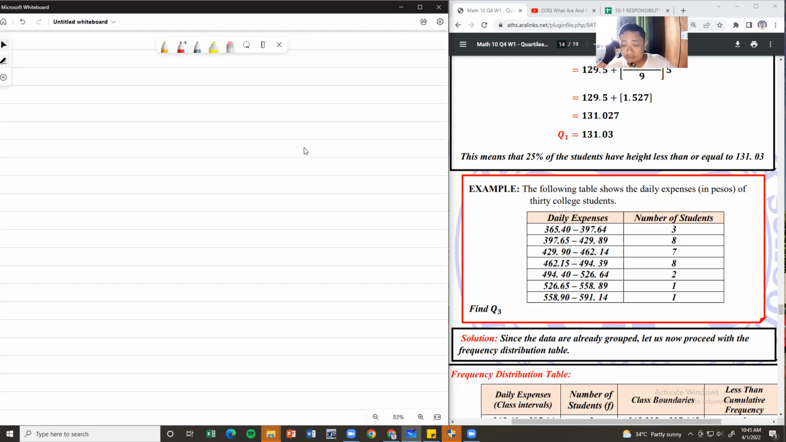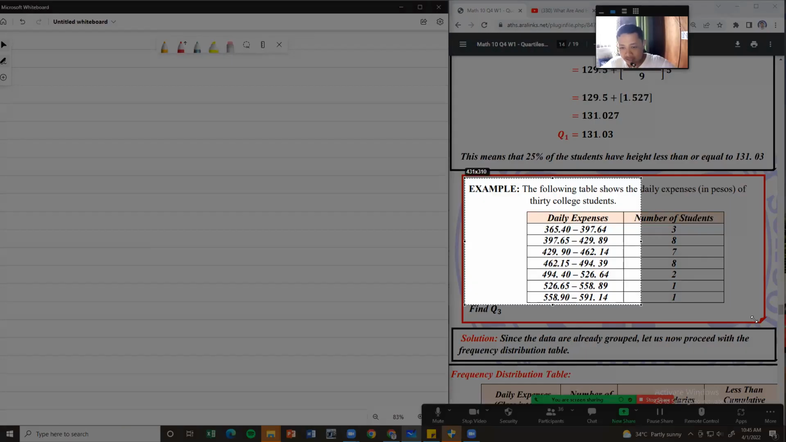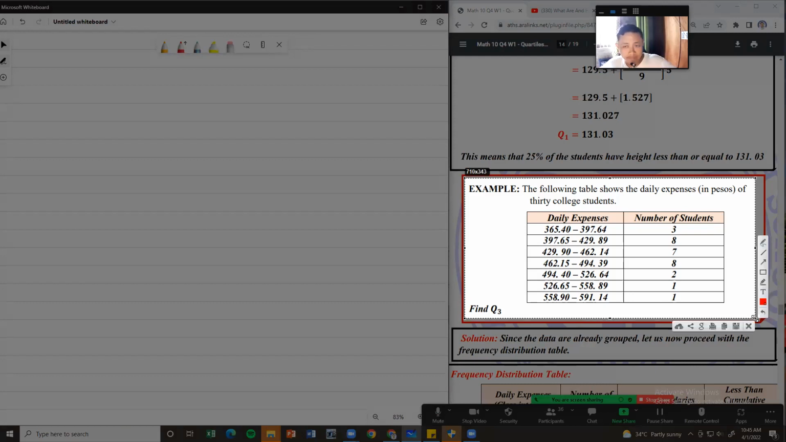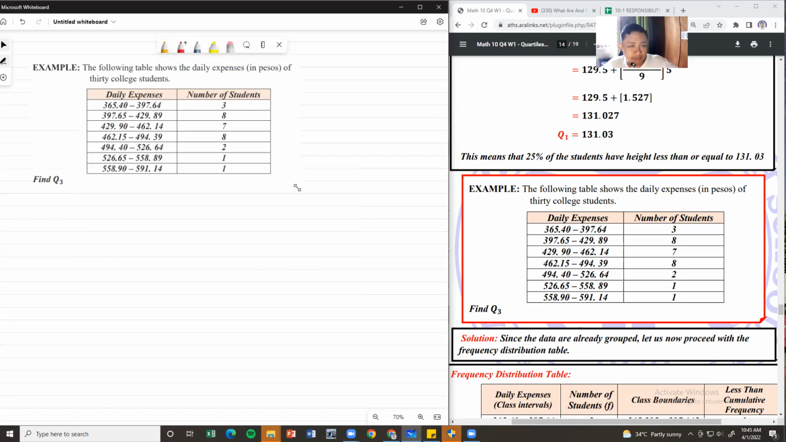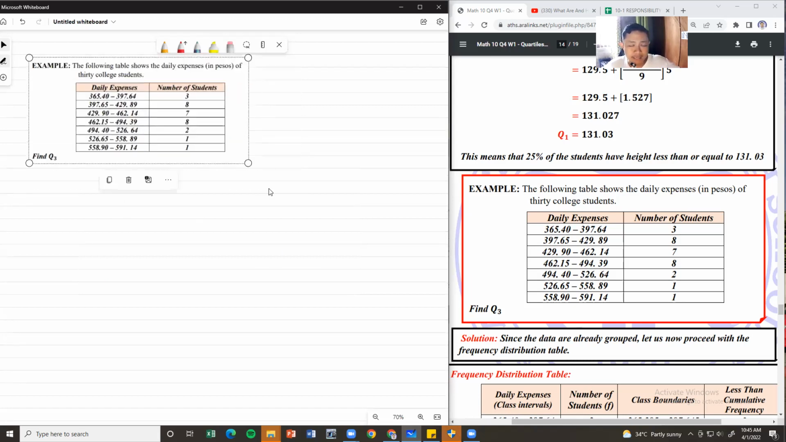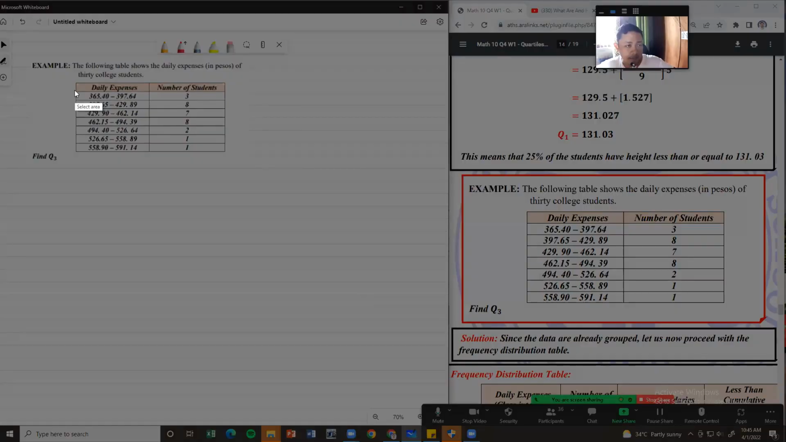Okay. So, let's take this example kasi parang dito nanggagaling yung tanong ng classmate natin. A while ago, the manual process of doing the frequency distribution table. And now naman, what if we are already provided with the organized data? Okay, gawin na lang natin siyang frequency distribution table. It says here, the following table shows the daily expenses in pesos of 30 college students. Okay, so gagawin na lang natin yan is to take this.